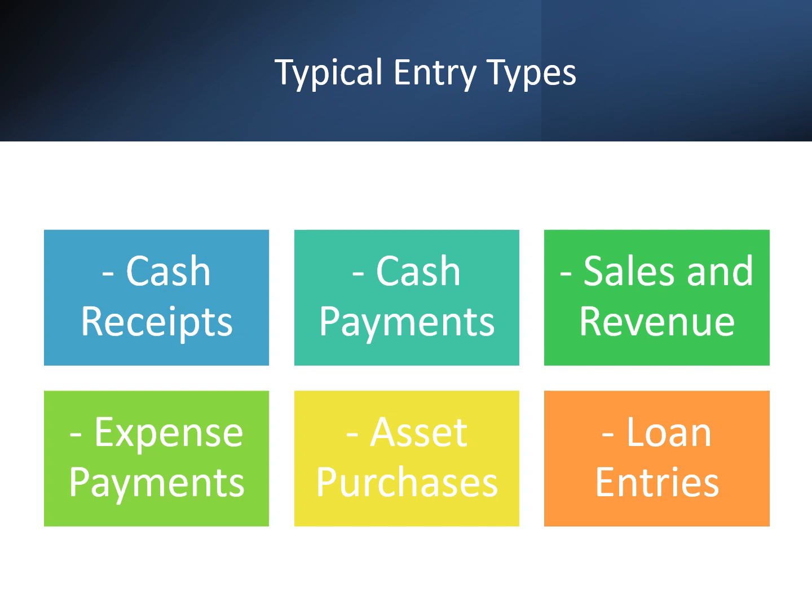So you have cash receipts, cash payments, sales or service revenue, expense payments, purchasing assets like supplies or equipment, and then loan entries, either borrowing money or repaying it. These will form the majority of entries you're going to see in this series.